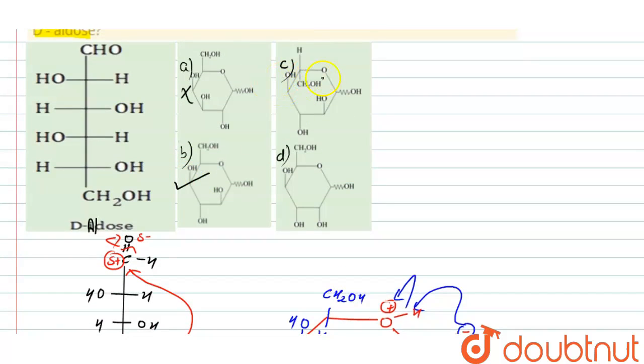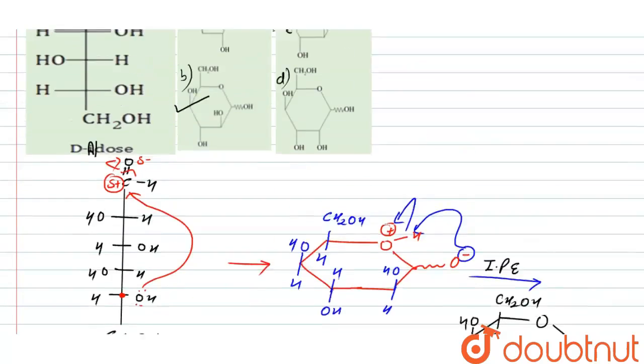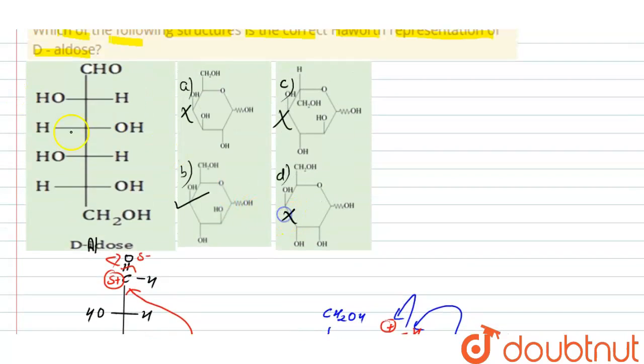Now in the third option we can see that OH is above, OH is above, OH is above, but CH2OH is down, so that is why this is not our correct option. And in the last option we can see that OH is below, but as here OH is above in second carbon, that is why this is our wrong option. So this means our correct option is option B.